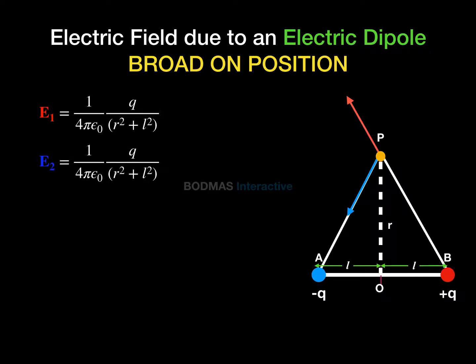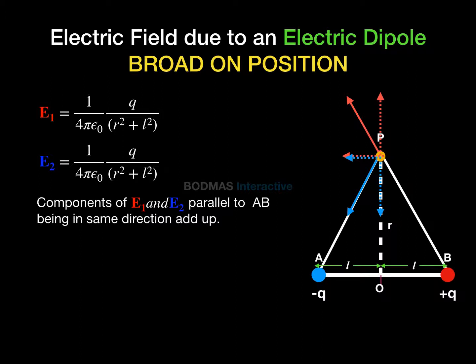Similarly, E2 is 1 upon 4 pi epsilon naught times Q upon r square plus L square, because the length of PA is also equal to PB. So, in this situation, if we wish to calculate the net electric field at point P, the components of E1 and E2 parallel to AB are in the same direction, and that is why we are going to add up these two components. But the vertical components of these two electric fields, which is vertical from P and downwards from P, will cancel each other.